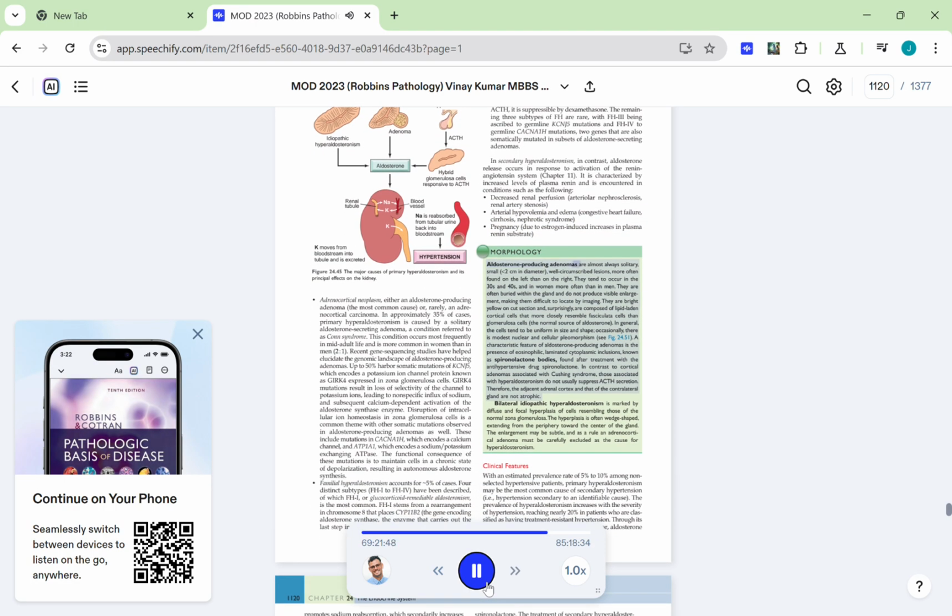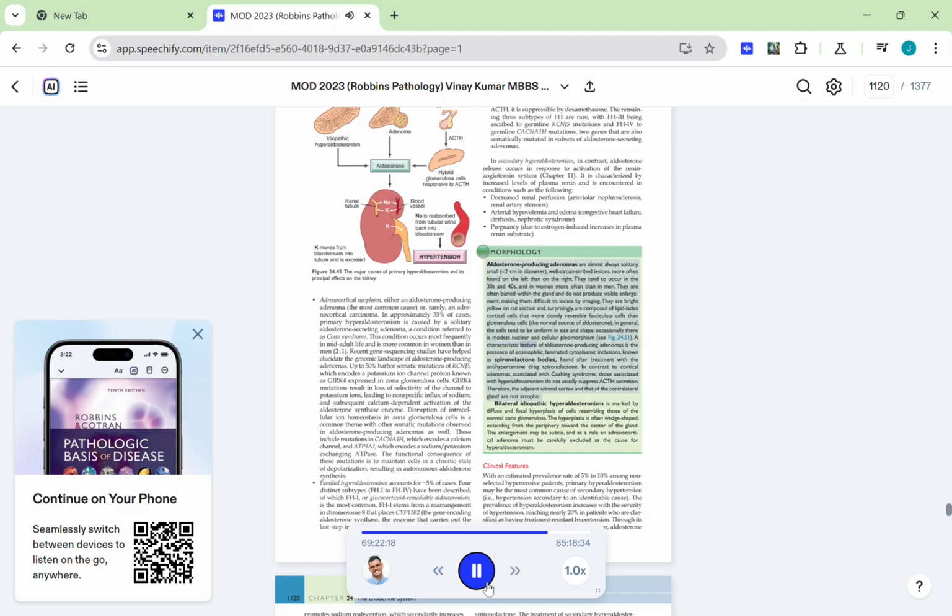Aldosterone-producing adenomas are almost always solitary, small, well-circumscribed lesions, more often found on the left than on the right. They tend to occur in middle age, and in women more often than in men. They are often buried within the gland and do not produce visible enlargement, making them difficult to locate by imaging. They are bright yellow on cut section and, surprisingly, are composed of lipid-laden cortical cells that more closely resemble fasciculata cells than glomerulosa cells. In general, the cells tend to be uniform in size and shape. Occasionally, there is modest nuclear and cellular pleomorphism.